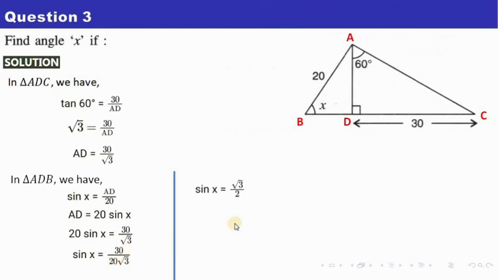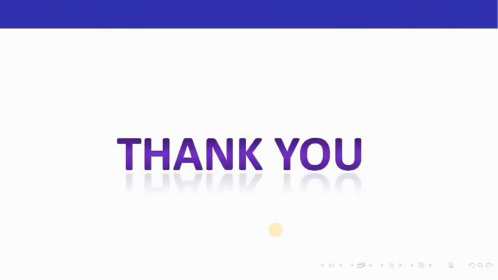You can check the cancellation by yourself, and we know that sin 60 degrees equals root 3 by 2. So instead of root 3 by 2 I am writing sin 60 degrees. Sin and sin can be removed. So what is the value of x? The value of x turns out to be 60 degrees in this case. Alright, you may pause the video to note down. Thank you very much.